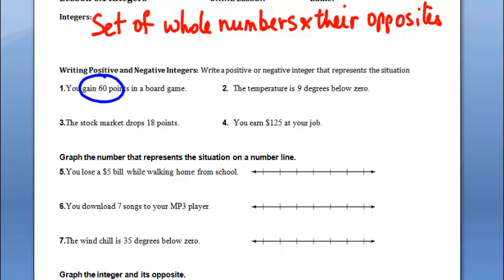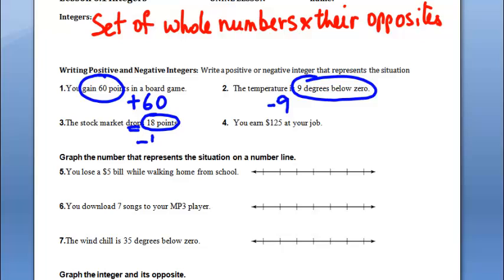All right, in this case, gaining 60 points, that's +60. Temperature is 9 degrees below, which seems to be the case these days. That's a -9. Stock market drops 18 points. Again, it's dropping, so that's a -18. You earned, so that's the key word here, you earned, so that is a positive $125. Okay, now the next part is where you have to graph the number line that is representing the situation. Let's go ahead and take a look.